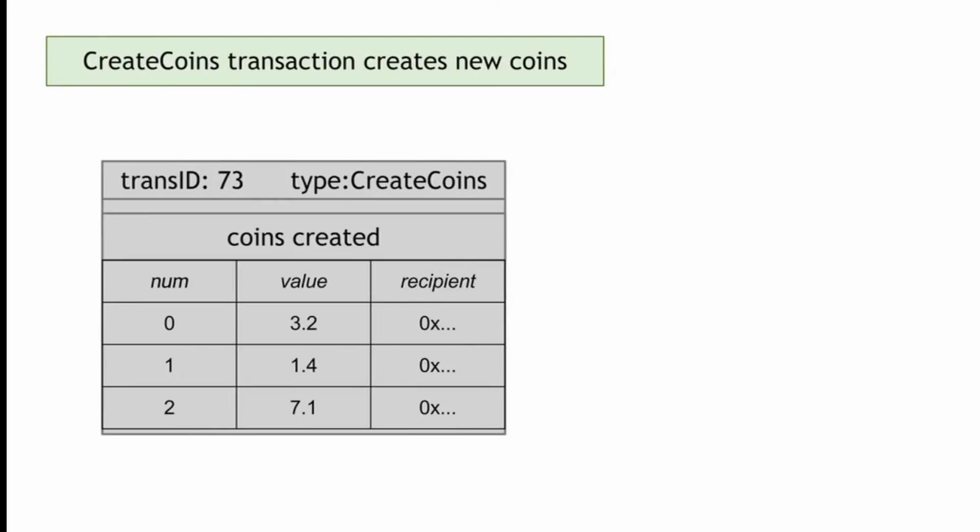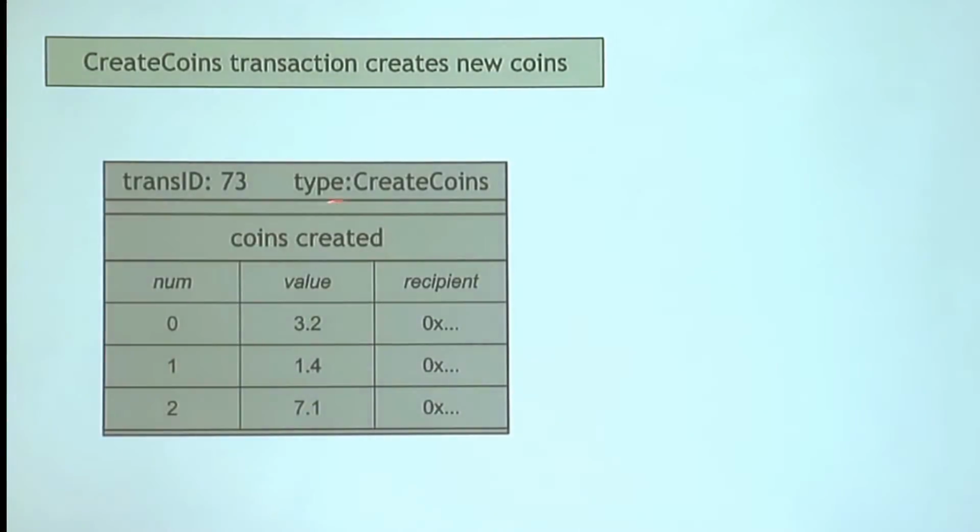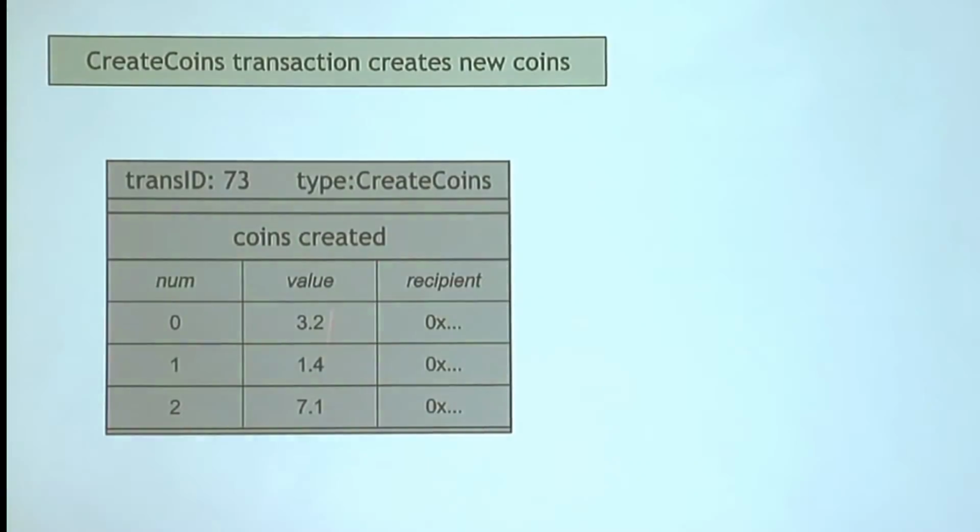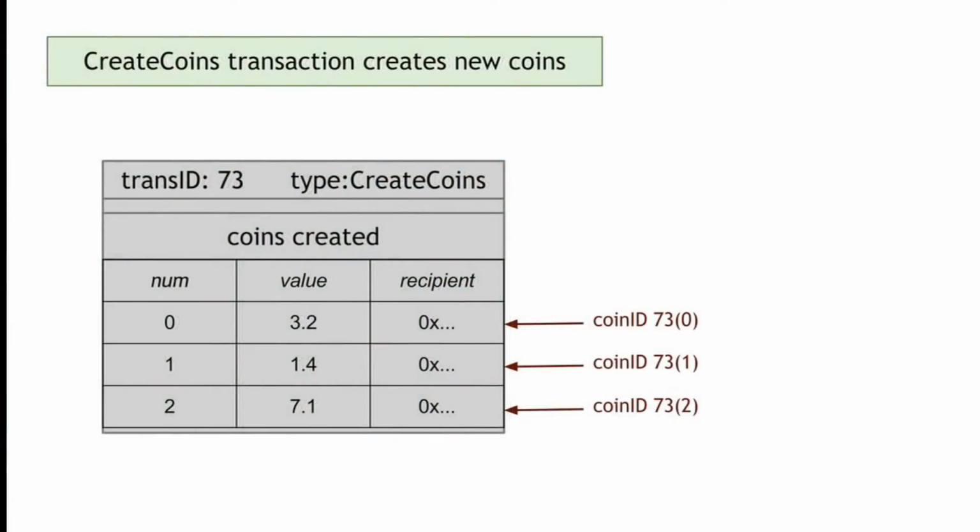So here's what a create coins transaction looks like. It has transaction ID number 73, let's say in this case. Its transaction type is create coins, and then down here there's a list of which coins are created. Each coin is going to have a serial number within this transaction, 0, 1, 2, etc. Each coin has a value. It's worth a certain number of Scrooge coins. And each coin has a recipient, which is going to be a public key who gets that coin as it's created. So this transaction type creates a bunch of new coins and assigns them to people as initial owners.